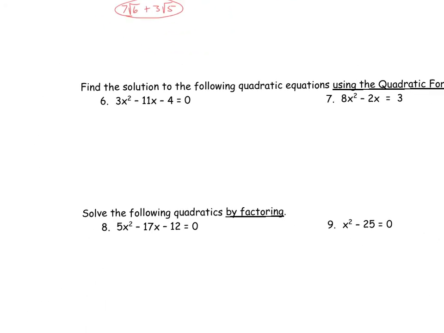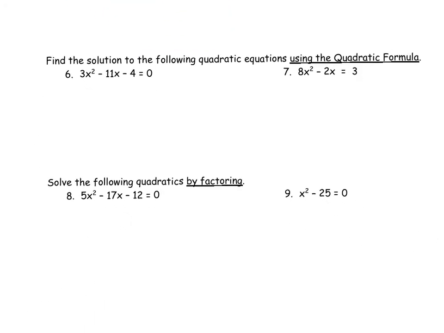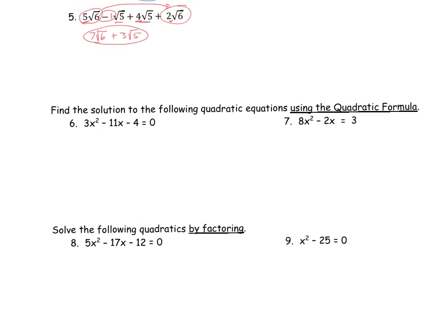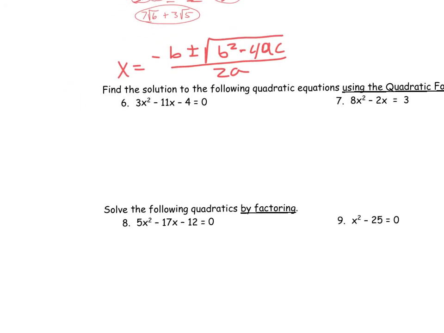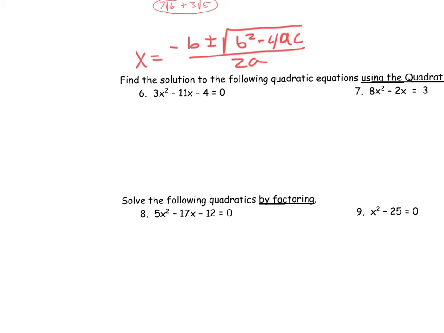Okay, so for these next two, let me shrink it down here so you can read it. It says, find the solution to the following quadratic equations using the quadratic formula. Well, you got to remember the quadratic formula. Well, that's x equals negative b plus or minus the square root of b squared minus 4ac all over 2a, and then you simplify it down from there. So we're going to do this first one.